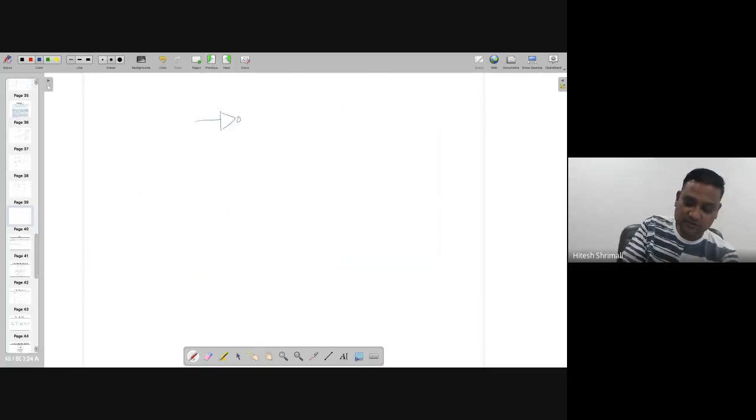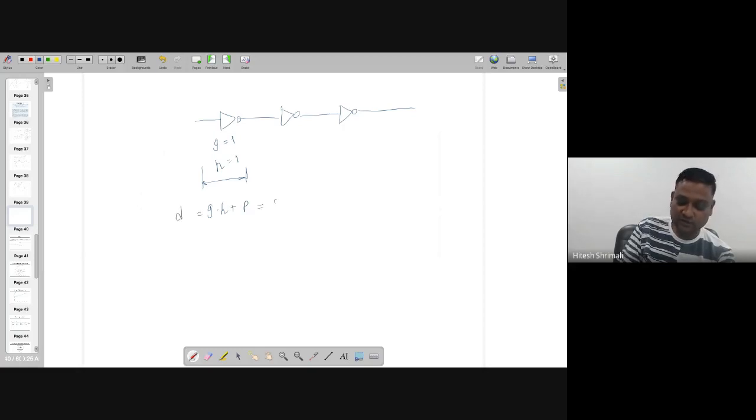so if there are so many inverters, I should know that G is equal to 1, and H is also equal to 1, because C out by C in remains the same. Look at each of the inverters. I'm talking about only one inverter without taking that into feedback. So in that case, G times H plus P, which is your delay, is going to equal 2.